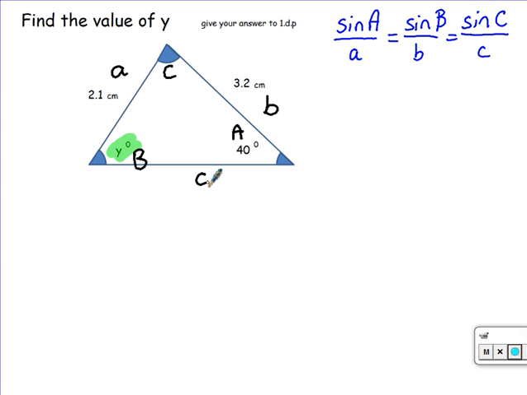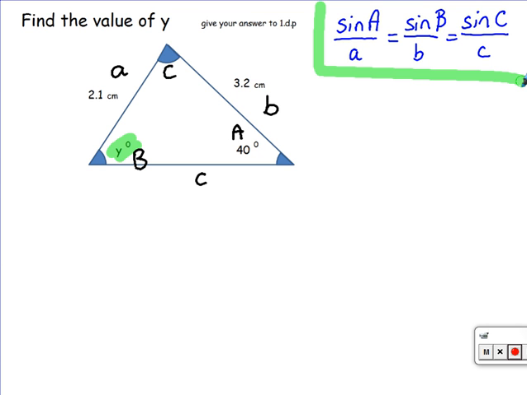I've written the sine rule in the top right hand corner here. You will notice this time that I put the sines on top. You're allowed to do this. It's probably easier if you're finding an angle to write it with the sines on top and the lowercase letters for the sides on the bottom. And when you're finding a side, it's probably easier to put the sides or the lowercase letters on the top.